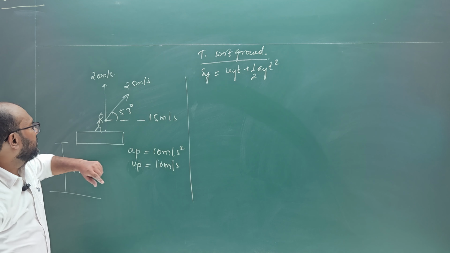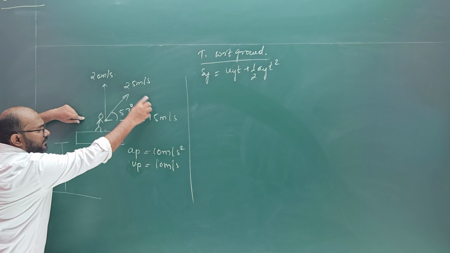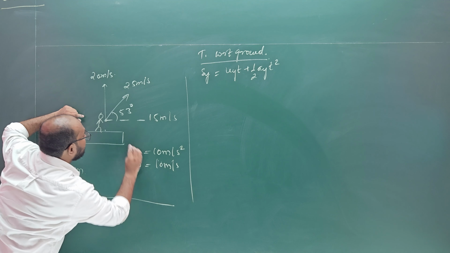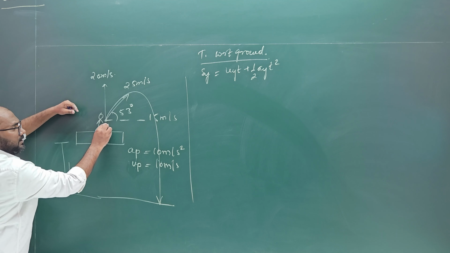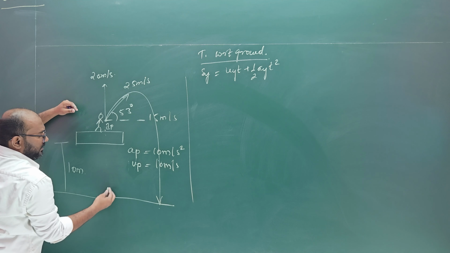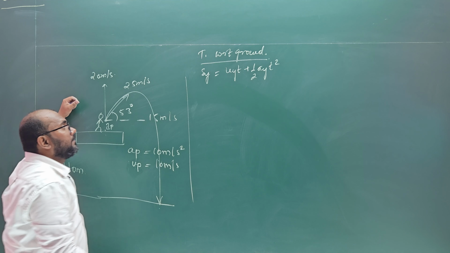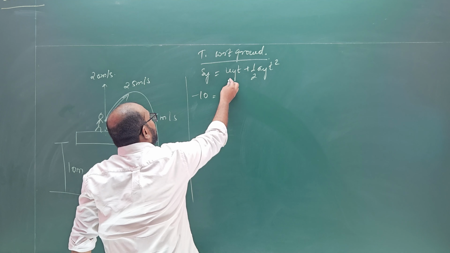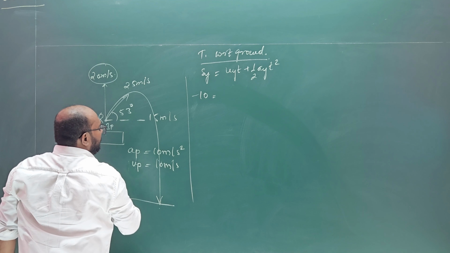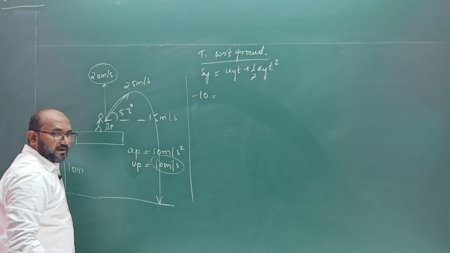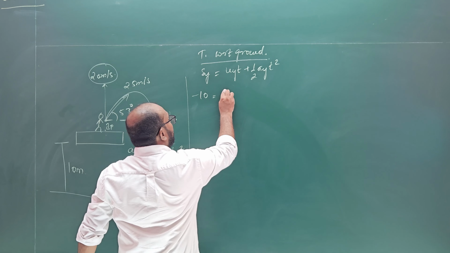Okay, what is Sy? If the object is thrown from here, definitely it will land on the ground. Consider it is landing on the ground like this. So what is the displacement? This is the initial position, this is your final position. Displacement will remain what? Minus 10. So can I substitute minus 10 equals uy, which is how much? This is 20. With respect to ground, this is 20 and this is 10. 20 plus 10, that is what?